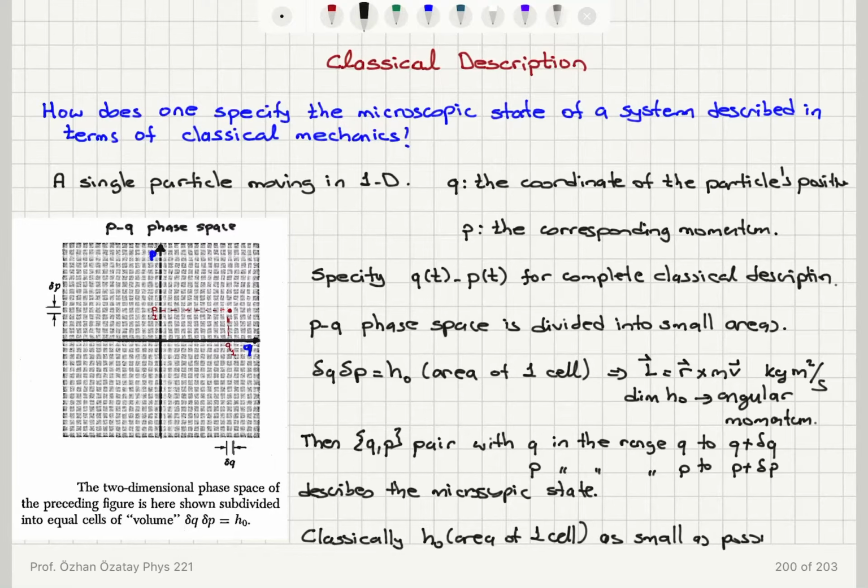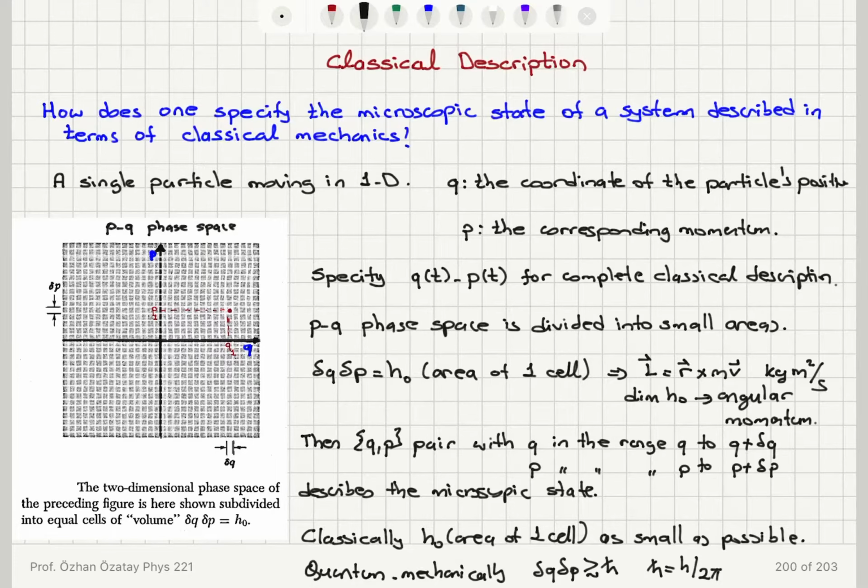It can be infinitely small. Quantum mechanically, on the other hand, there is a restriction that's given by Heisenberg uncertainty. Quantum mechanically, the uncertainty in position times the uncertainty in momentum should be greater than h bar, which is a reduced Planck's constant. H bar is h divided by 2 pi.